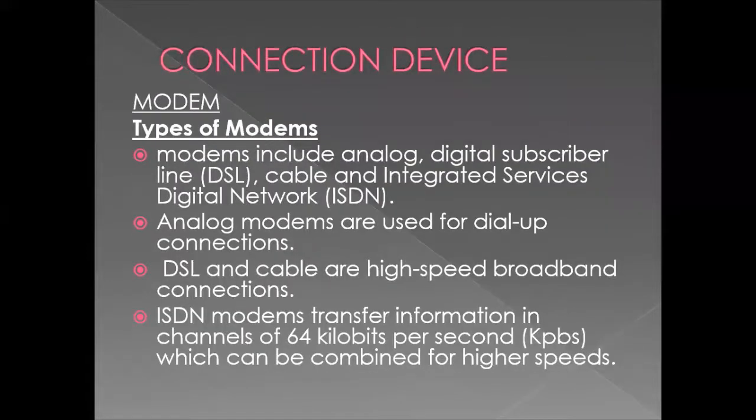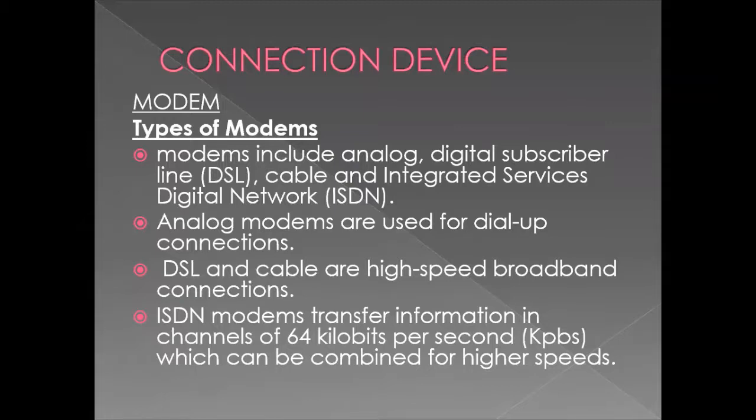And then the types of modems. Now there are different types of modems. Modems include analog, digital subscriber line, that is DSL, cable, and integrated services digital network (ISDN). Now analog modems are used for dial-up connections. DSL and cable are high-speed broadband connections. ISDN modems transfer information in channels of 64 kilobits per second, which can be combined for higher speeds.